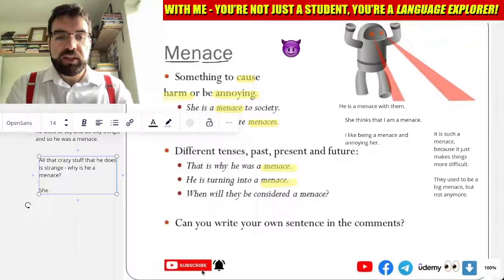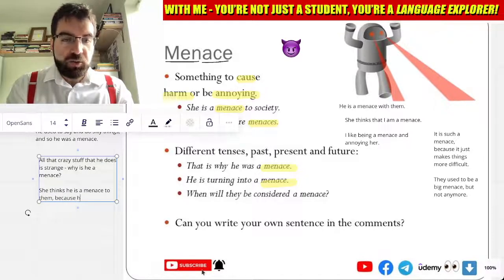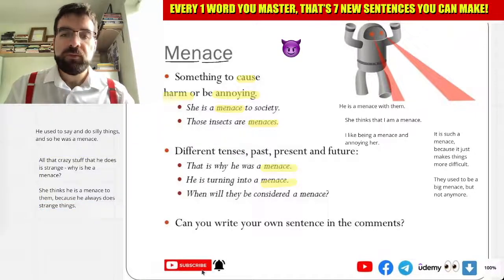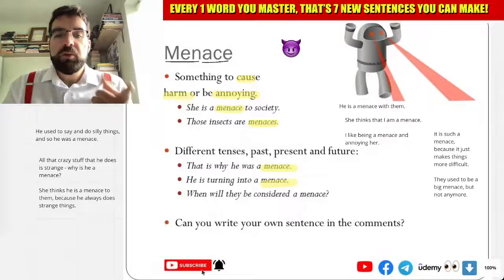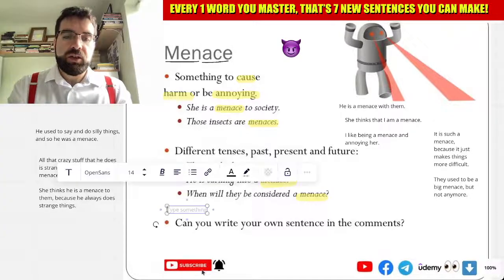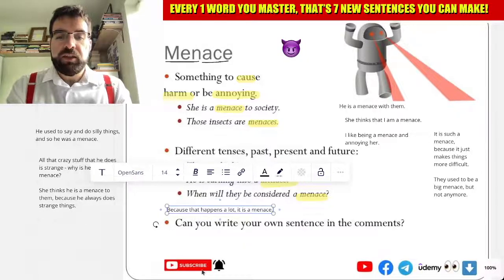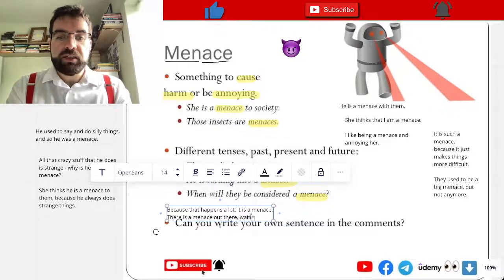She thinks he is a menace to them because he always does strange things. When will they be considered a menace? Now, because that happens a lot, it is a menace. There is a menace out there waiting to strike.